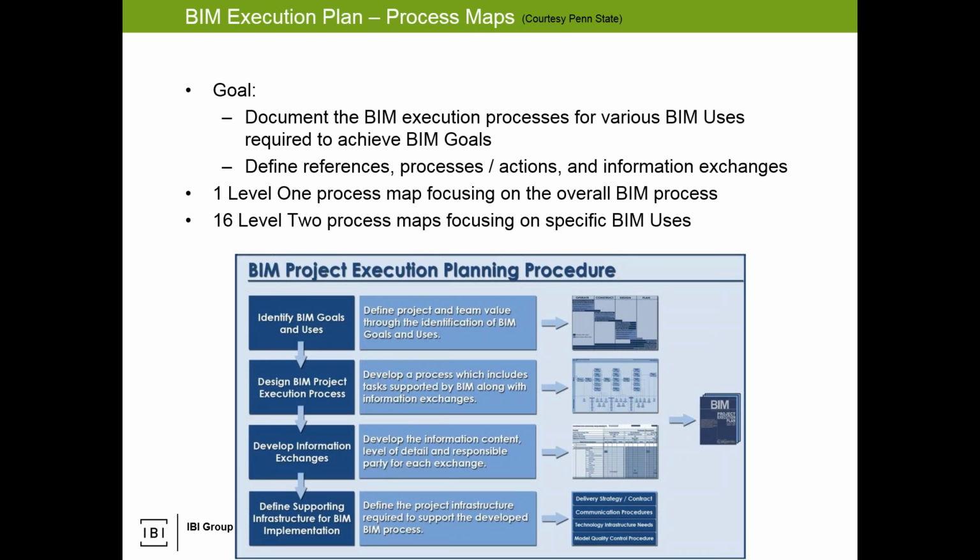So we're going to go through some of the process maps now, and this is specific here to Penn State, so I do apologize for those in the UK here, but I think the purpose is still good. Penn State said they want to look at the BIM execution process for the various uses required to achieve the goals. So that means, if my goal is to make a coordinated model. Simple goal, probably the most common goal for any BIM project.